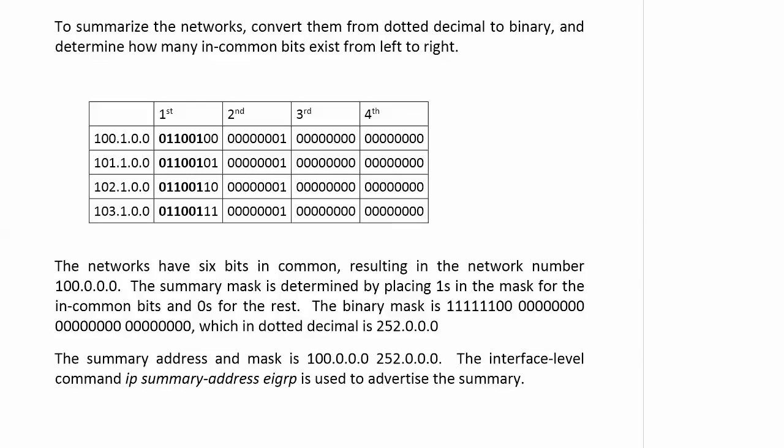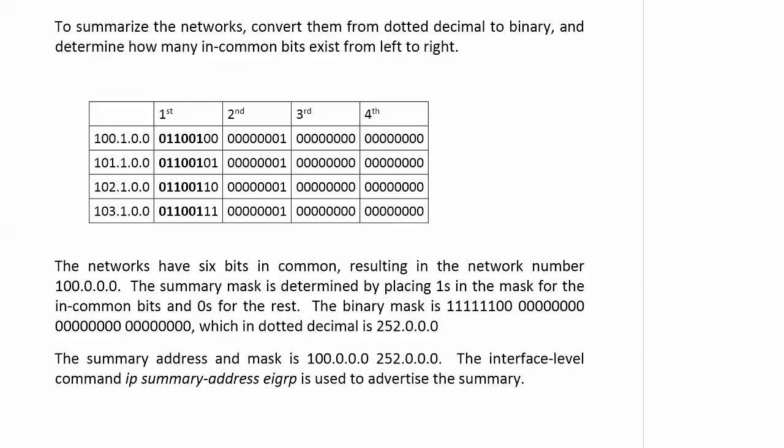That's it. Now the summary mask, we know, is determined by placing 1s in the mask for the in-common bits and 0s for everything else. So when we convert that over to dotted decimal, that's 252.0.0.0. Bingo, we've done most of the work.